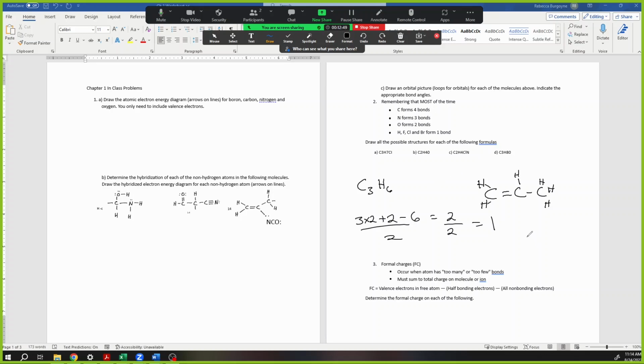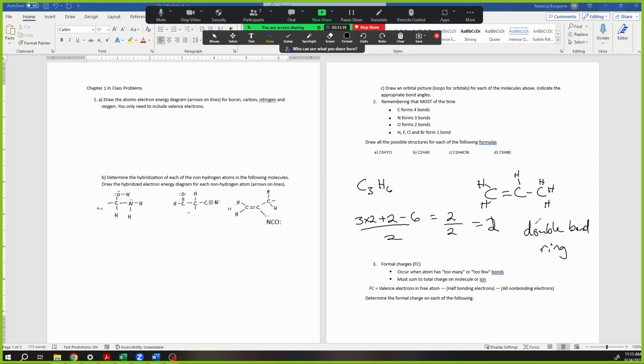That means we could either have a double bond or a ring. In this particular case, we know it's a double bond because we already drew it. But if this had been a 2, that means it could either be 2 double bonds, a triple bond, or a ring and a double bond, or two rings. Does that make sense? A ring counts as one, a double bond counts as one, a triple bond counts as two, and it can be any combination.